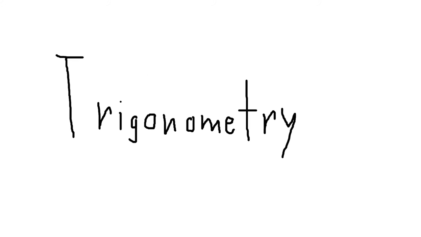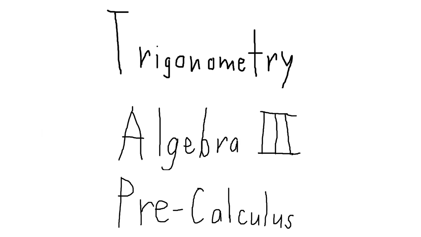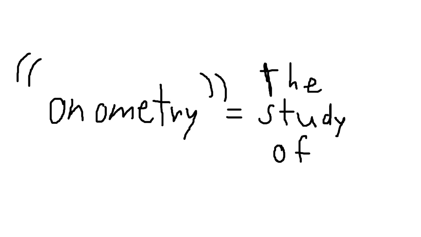Alright, let's learn some trigonometry, or algebra 3, or pre-calculus. Okay, lesson number 1. These are all the same thing. Trigonometry is algebra 3, trig meaning 3, and onometry meaning the study of.